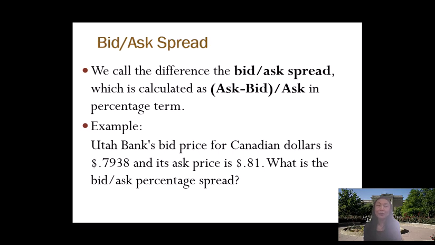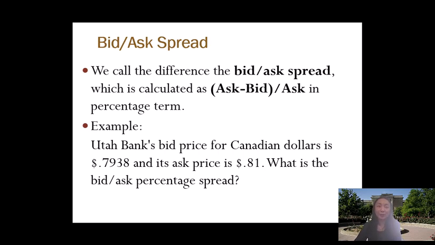So we have Utah Bank, and its bid price for the Canadian dollar is $0.7938, and its ask price is $0.81. So what is the bid-ask spread in percentage? Well, here's how we figure it out.